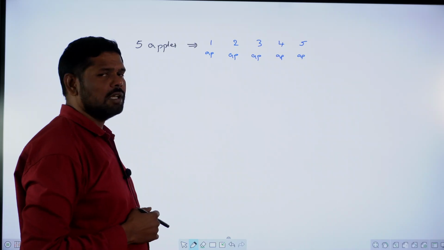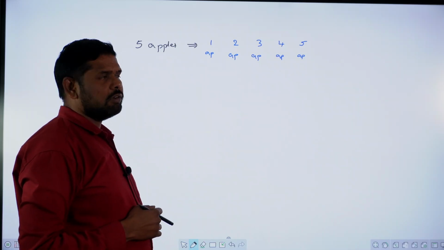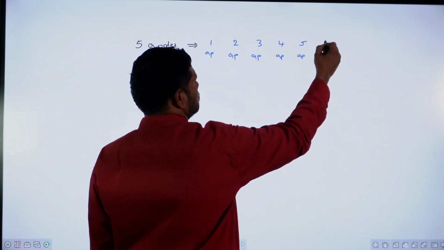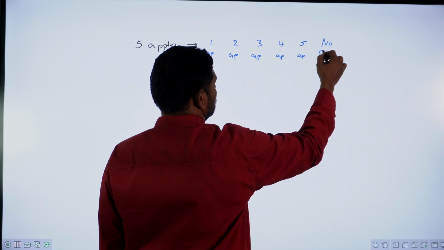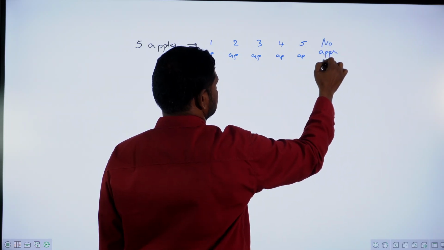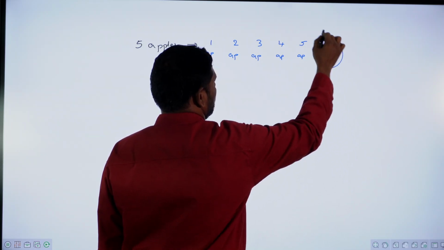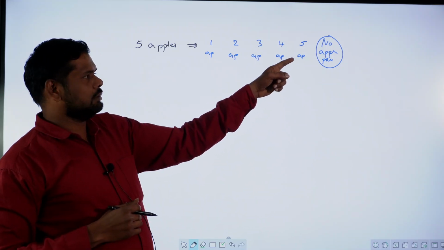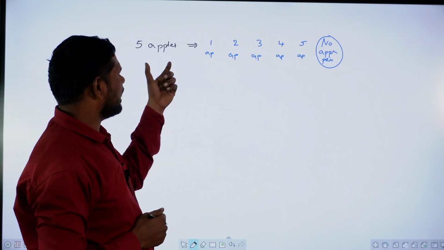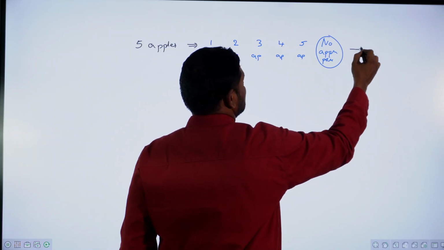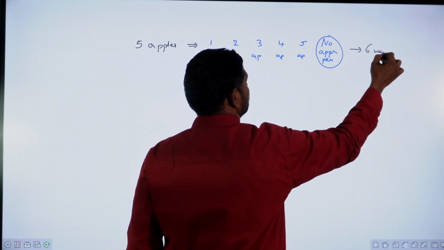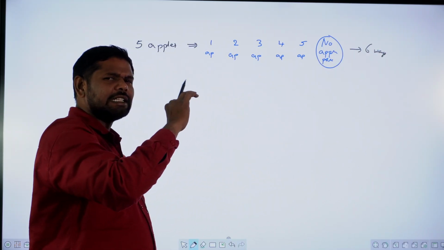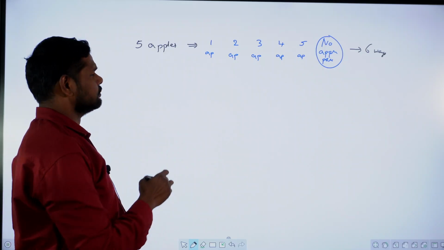How many ways? Not just 5; one more is there. I choose no apple. I did not take any apple. That is also one selection. So 5 apples are there. How many ways can I choose? 6 ways I can select from those 5 apples.